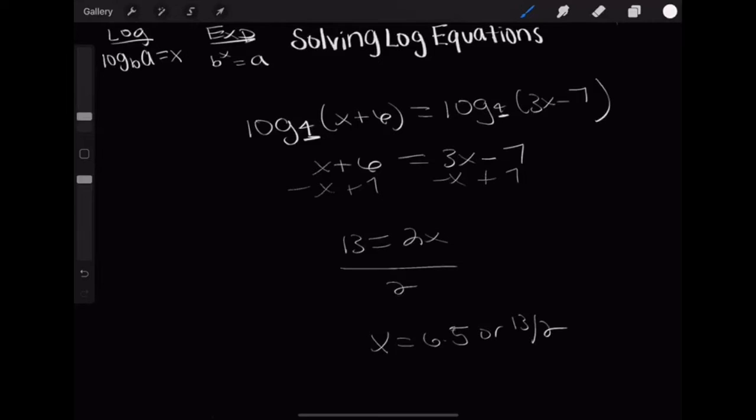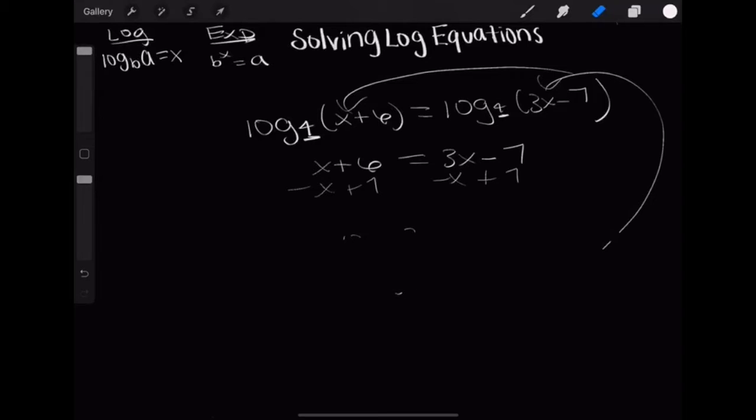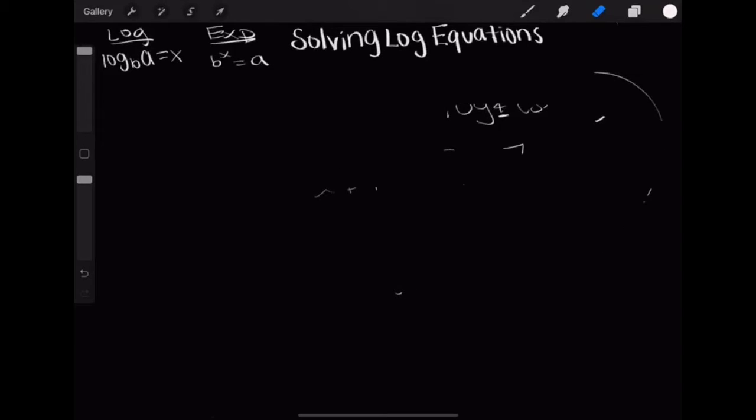In this case, we're done, but you always have to check your answer. You have to plug this number back in to the x's to make sure that this argument is positive. If it is negative, it's no solution, an extraneous solution. I hope I'm saying that right. In this case, it is positive, so you don't have to worry about that, but always make sure to plug it in to make sure that it is positive. Now on to our next question.